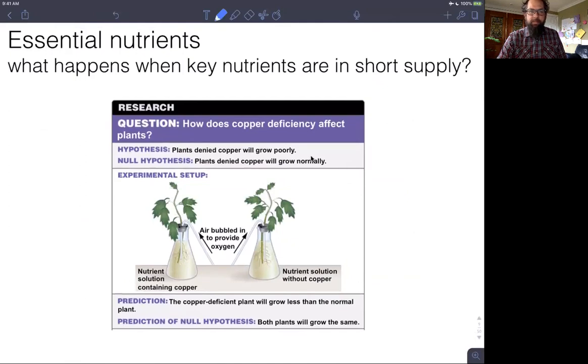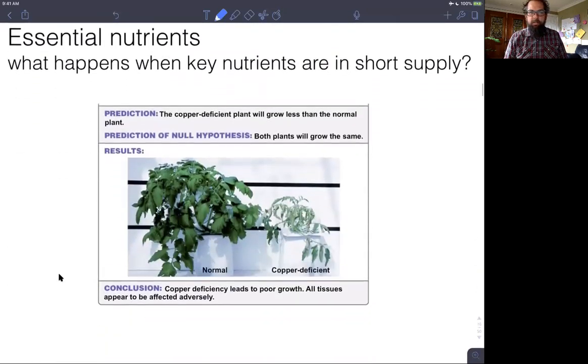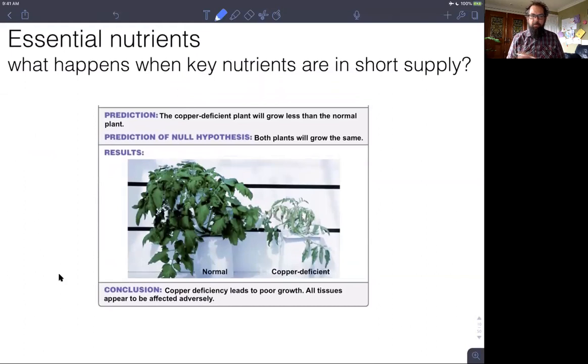So our hypothesis here is that plants denied copper are going to grow poorly, and the null hypothesis is that plants denied copper are going to grow normally. So we know it's an essential nutrient, so we know that that's not going to happen, right? And so let's see what are the results when we have copper deficiency in plants. Even an essential micronutrient that's required in such small quantities actually has a really large effect.